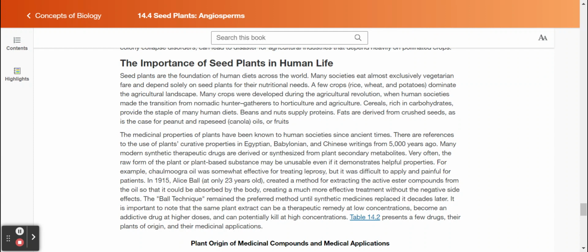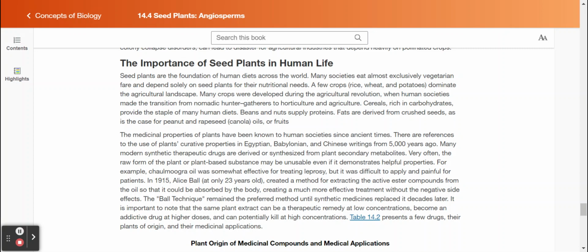Many crops were developed during the agricultural revolution when human societies made the transition from nomadic hunter gatherers to horticulture and agriculture. Cereals, rich in carbohydrates, provide the staple of many human diets. Beans and nuts supply proteins. Fats are derived from crushed seeds, as is the case for peanut and rapeseed or canola oils, or from fruits.